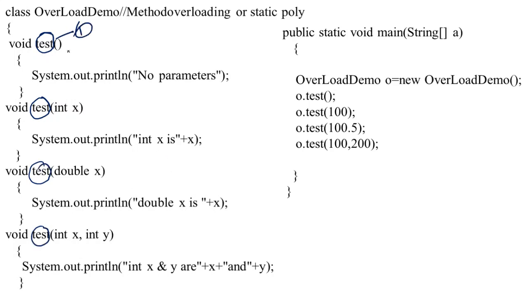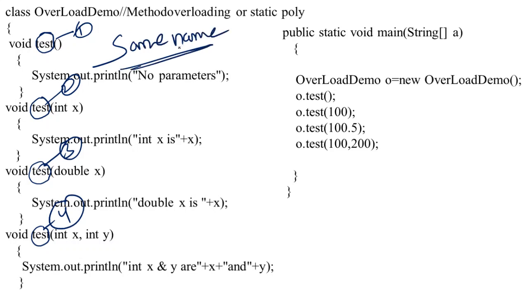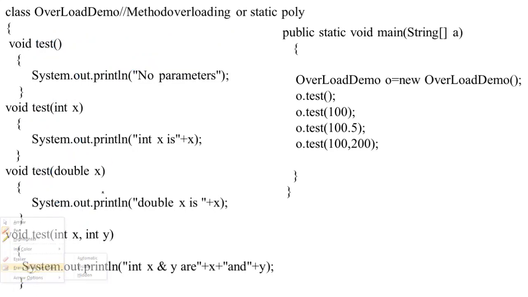How many methods are there? 1, 2, 3, 4. There are 4 methods with the same name. That's what I am discussing in theory. In the context of method overloading or static polymorphism, they must have the same name. They differ in terms of parameter list, in terms of arguments: number of arguments, type of arguments, order of arguments.